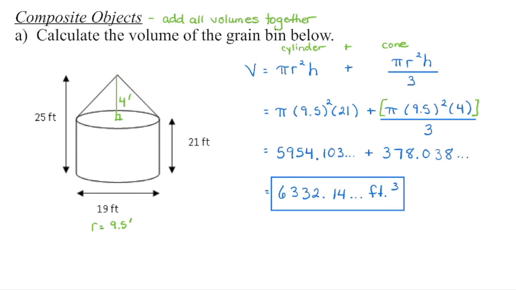And when you enter this into your calculator, I first just worked out pi times 9.5 squared times 21 to get the volume of the cylinder. And then with the cone, make sure that you put the numerator in brackets and then divide by 3. Or you can also type in pi times 9.5 squared times 4 equals, and then divide that whole value by 3. Add the 2 together, and it doesn't say what to round to, so I'm going to leave it as an exact value. And volume always is measured in cubic units, in this case cubic feet.